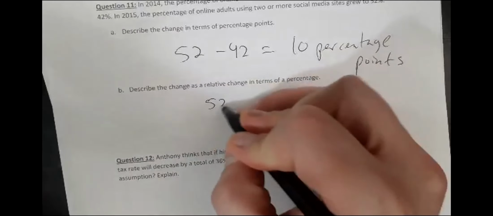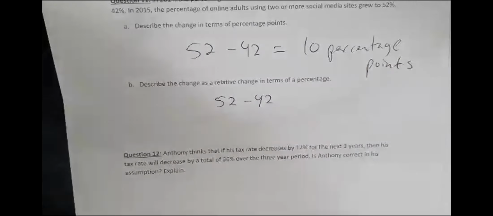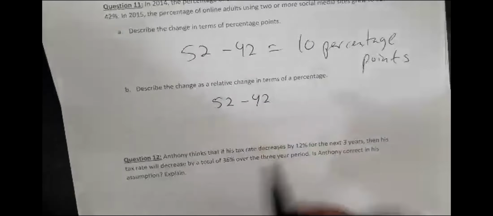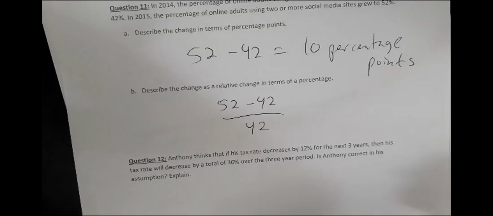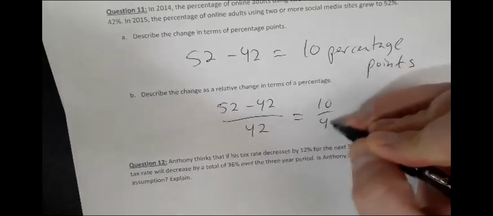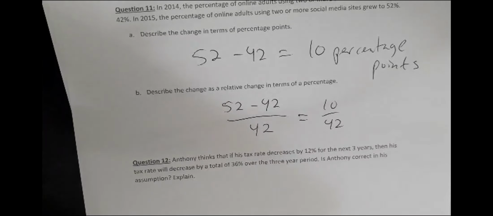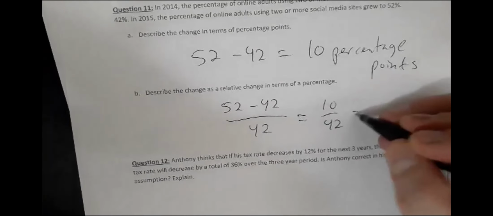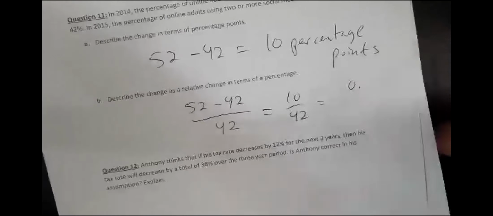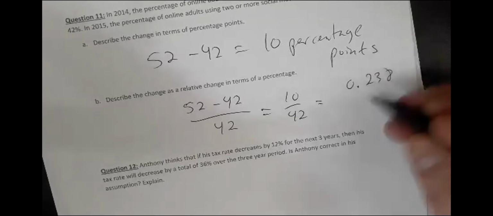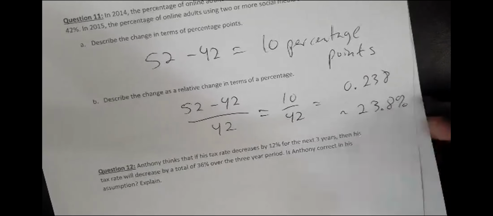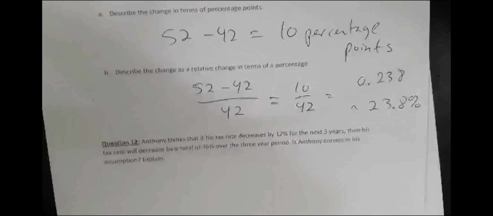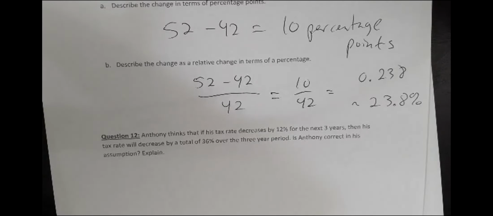The other thing is, oh, it says it right here. Okay, 52 minus 42. We're going to end up finding what 10 out of 42 is going to be. So 10 out of 42, and then convert it to a percentage. 0.238, I think is what we're getting. We're talking about 23.8%. So this thing increased by about 23.8%.